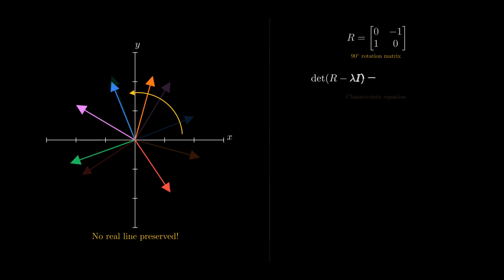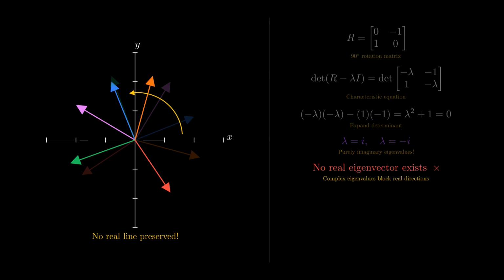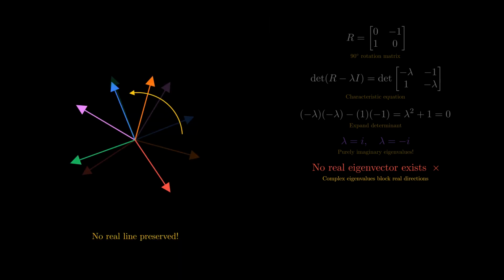Let's find the eigenvalues. We compute the determinant of A minus lambda I, which gives us negative lambda times negative lambda, minus 1 times negative 1. Let's simplify to lambda squared plus 1 equals 0. The solutions are lambda equals i and lambda equals negative i, both complex numbers. Since the eigenvalues are complex, no real eigenvector exists. There is no real direction that stays on its own line after a 90-degree rotation.